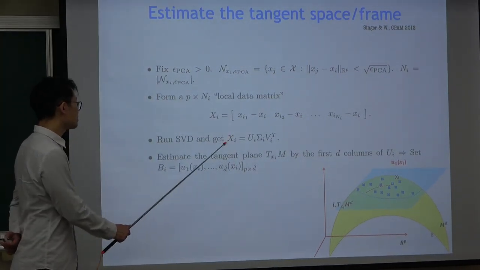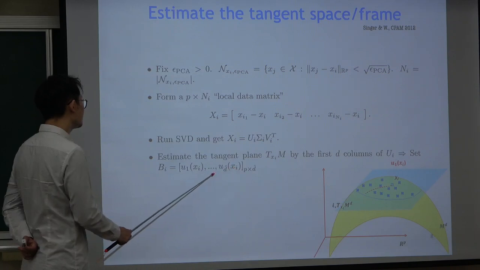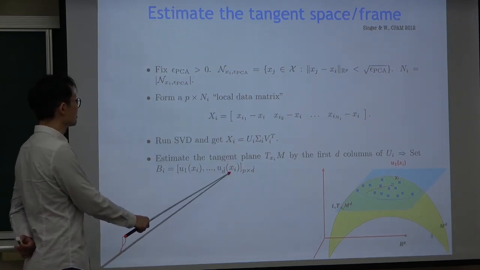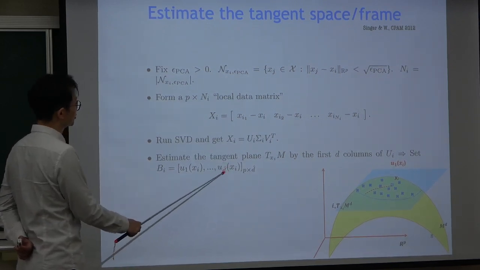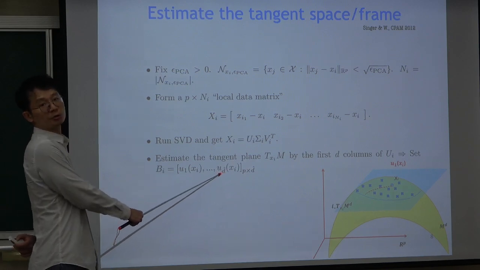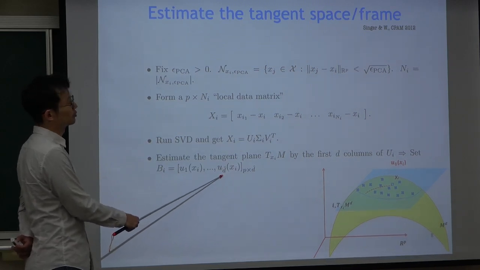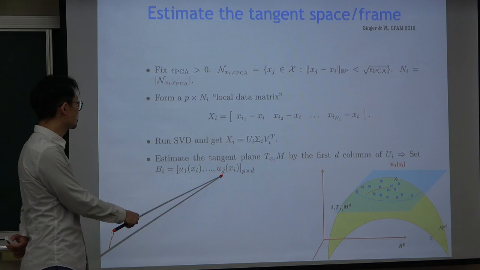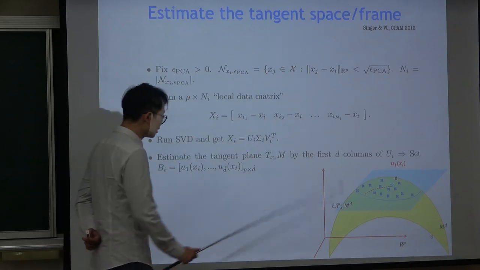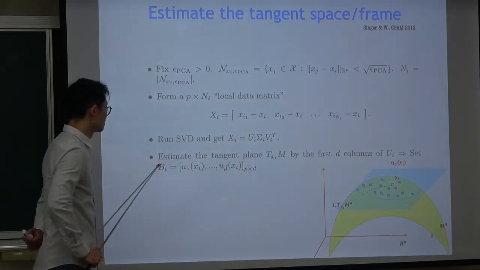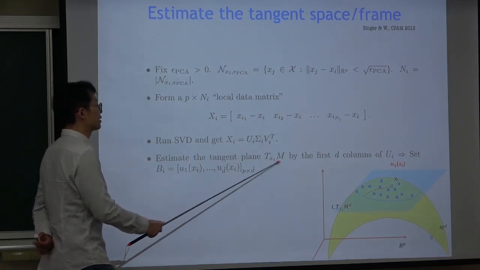Okay? Then you set B_i to be the first d singular vectors. Here I put d hat, but this is actually just d, because in general we don't know the dimension, so sometimes we have to estimate d. We don't discuss the estimation of dimension here, but I assume this is a good estimation, so I put d hat here. So what do we have? We set B_i here, and we can estimate the tangent space T_{x_i} by the first d columns.